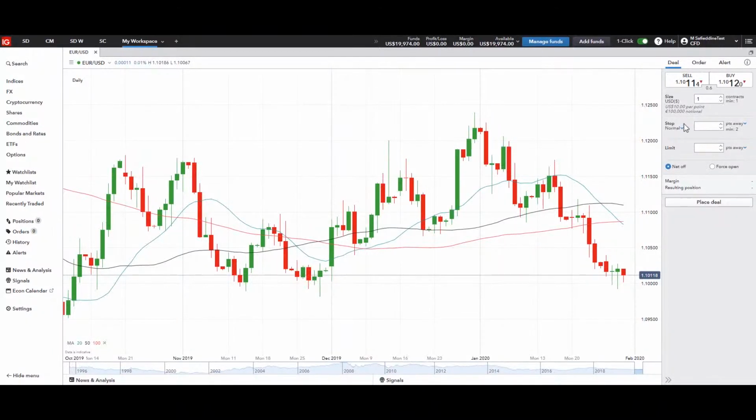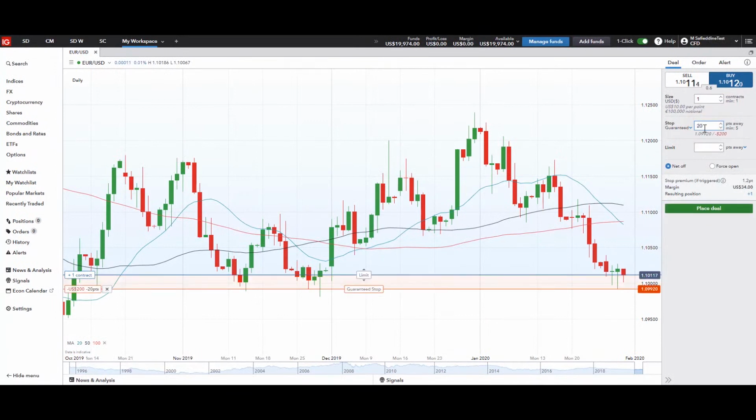Now, let's talk about other stops. What we had before was a normal stop, a stop loss, but what we can also put is a guaranteed stop loss. How does this work? A lot of times the market will jump, and because you've got significant news like U.S. non-farm payroll, or you got a European Central Bank announcement regarding this currency pair.